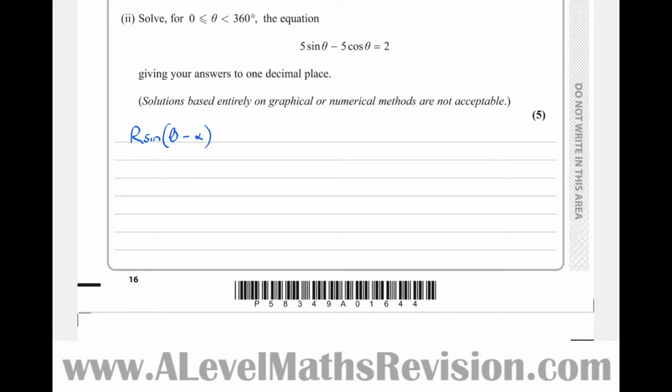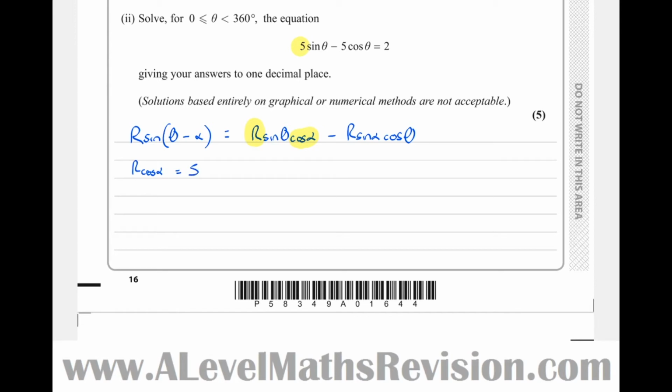of theta take alpha. So if we expand this using the identities in your formula book, you get r sine theta cos alpha take r sine alpha cos theta. And if we compare this now to what's written here, I can see attached to the sine theta is a 5. So attached to the sine theta there is r cos alpha. That tells me that for these two expressions to be equivalent, r cos alpha has to equal 5. So r cos alpha equals 5.